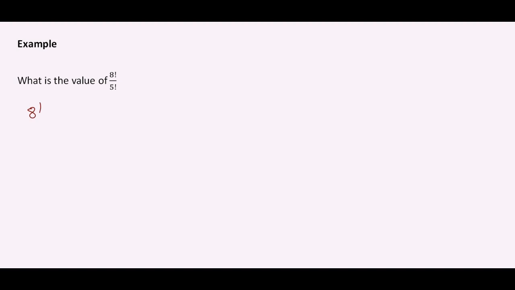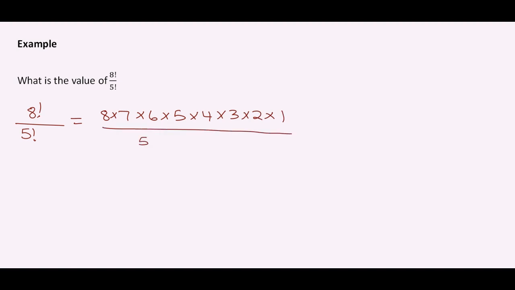Next example, what is the value of 8 factorial divided by 5 factorial? This is going to be 8 multiplied by 7, multiplied by 6, multiplied by 5, multiplied by 4, multiplied by 3, multiplied by 2, multiplied by 1, divided by 5, multiplied by 4, multiplied by 3, multiplied by 2, multiplied by 1. So you can see here that you have 5, 4, 3, 2, 1 in the numerator and the denominator. So this will cross out.